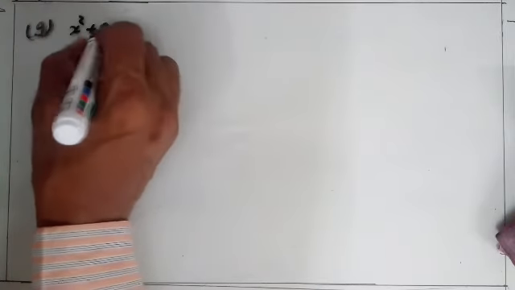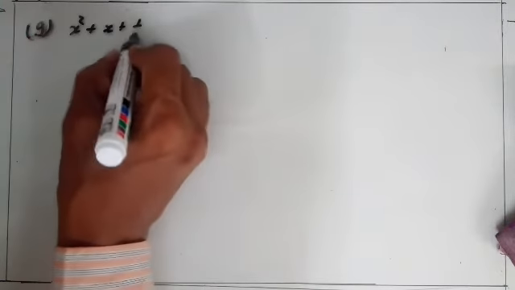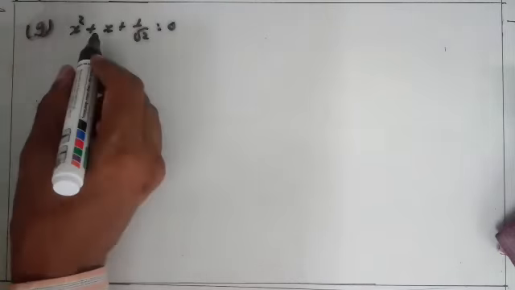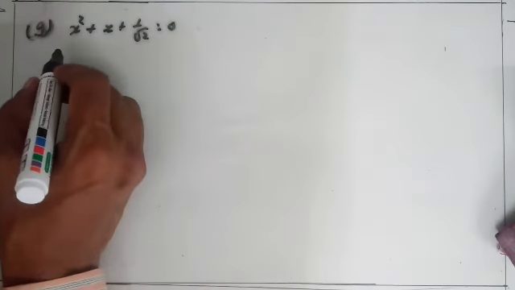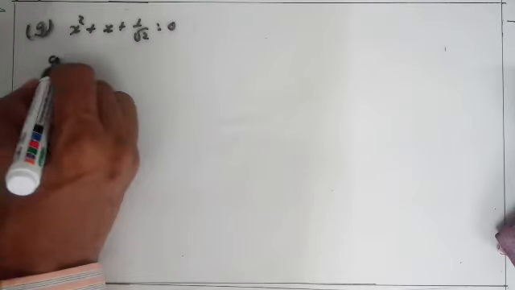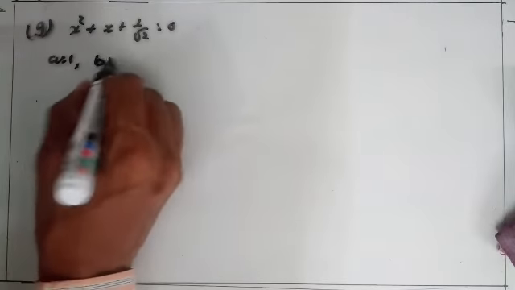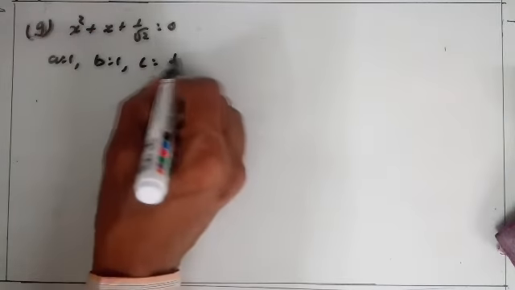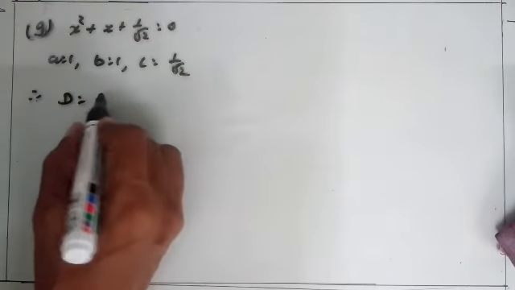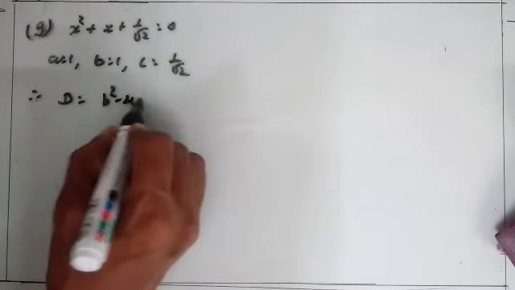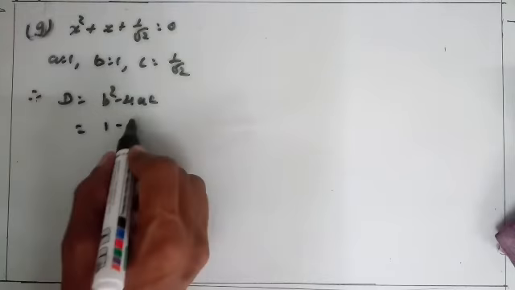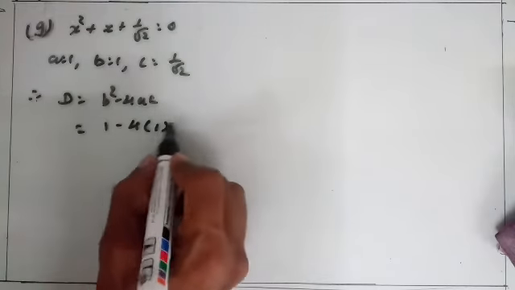x square plus x plus 1 upon root 2 is equal to 0. Compare with the standard equation of quadratic form. Here a is equal to 1, b is equal to 1 and c is equal to 1 upon root 2. Therefore D is equal to b square minus 4ac.